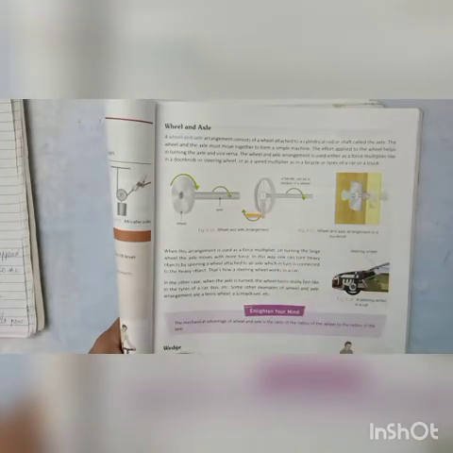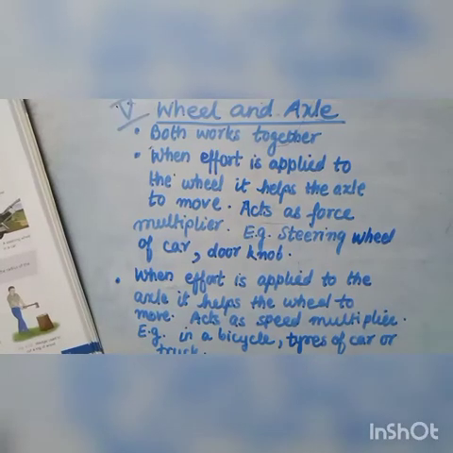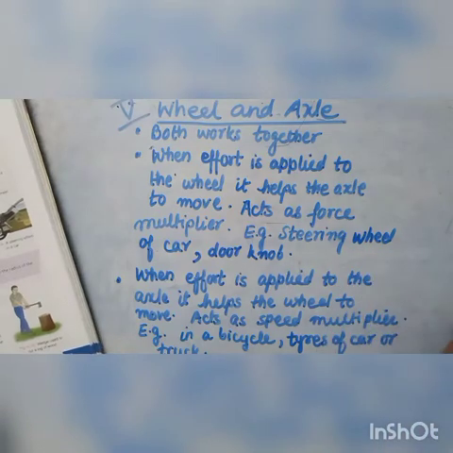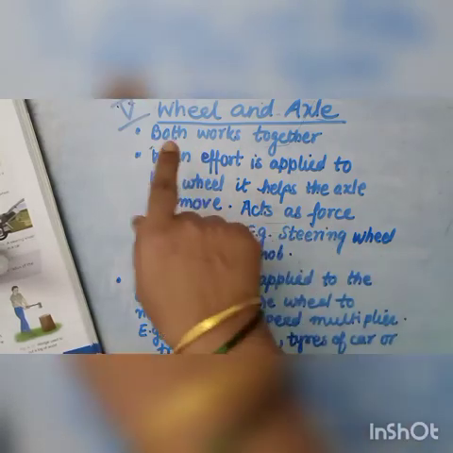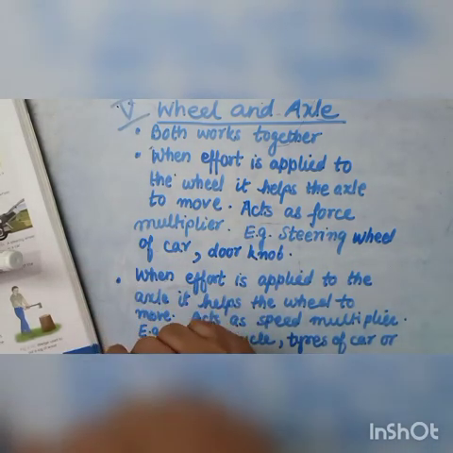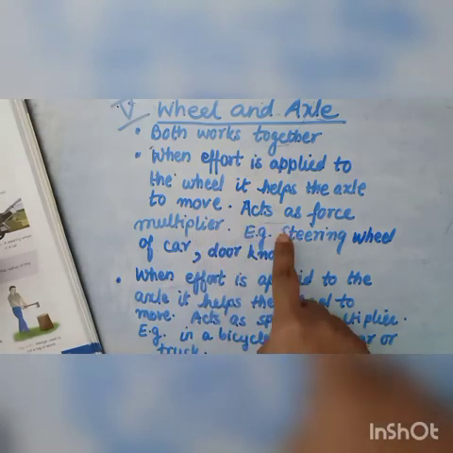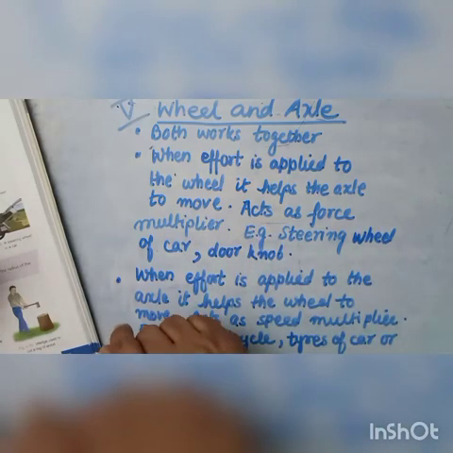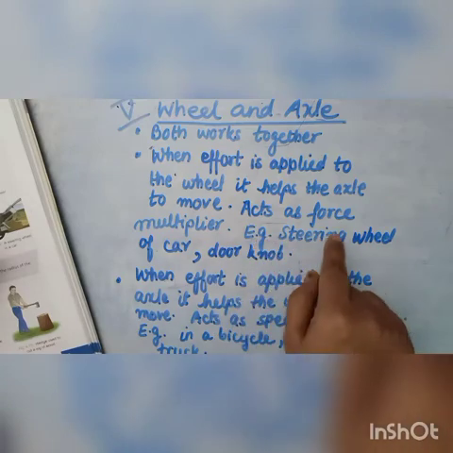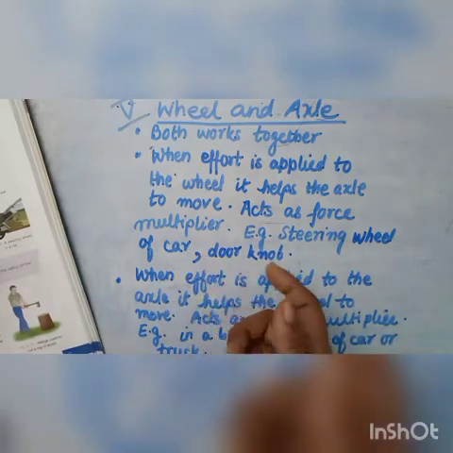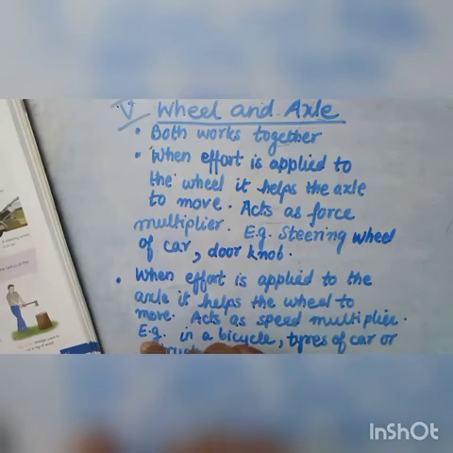Okay, so let us write these important things. Now see, I have written the important points for the fifth simple machine, wheel and axle. So here the first point is both work together. Second is when effort is applied to the wheel, it helps the axle to move. Then it is called a force multiplier. Example is the steering wheel of a car, truck, anything, and then door knob.